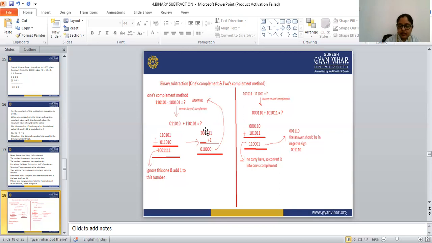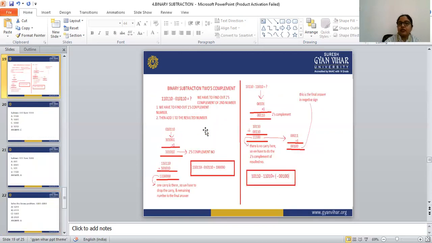Next is binary subtraction by twos complement method. So these two methods are there and one simple method is there. So there are total 3 methods in binary subtraction. So let's see how we can do the binary subtraction by twos complement method. Here I have written 110110 minus 010110.